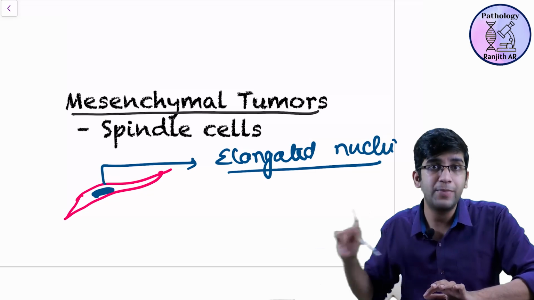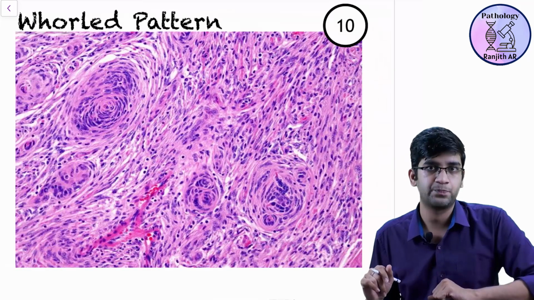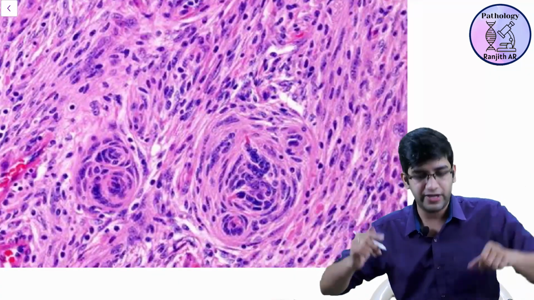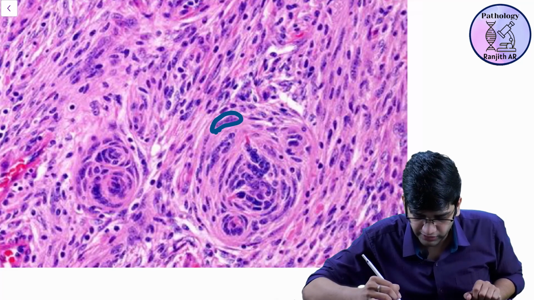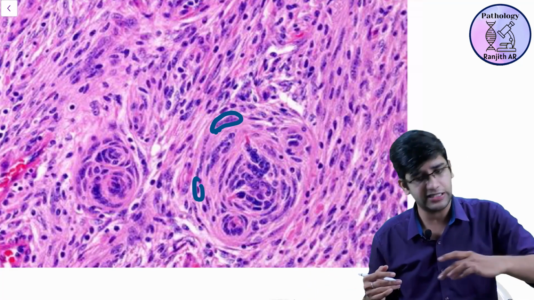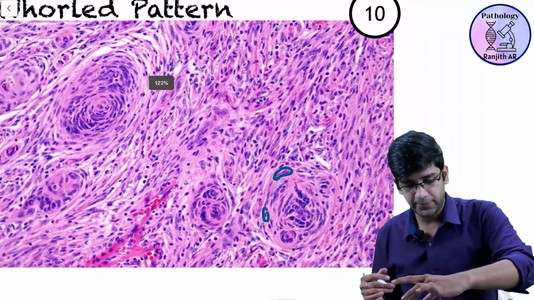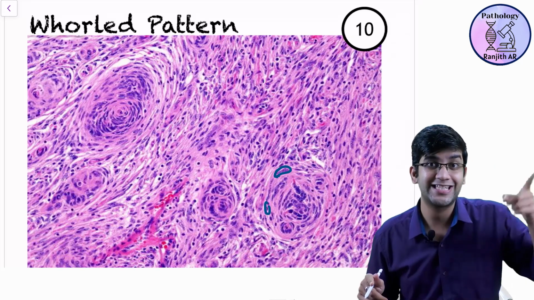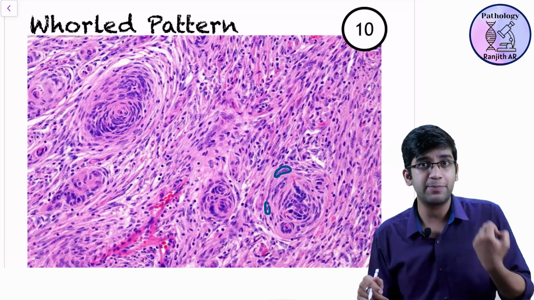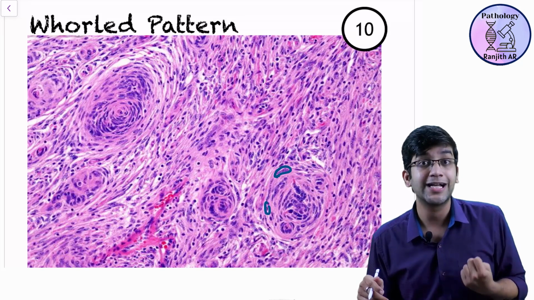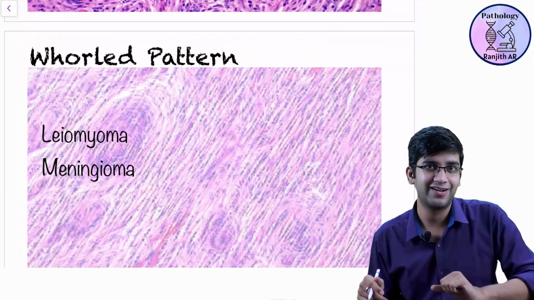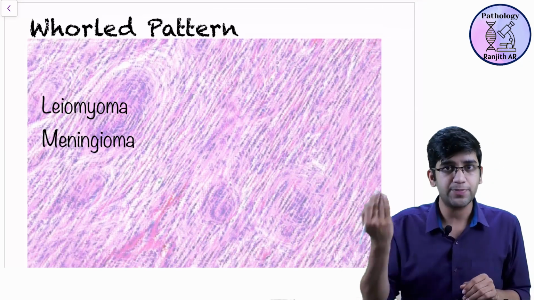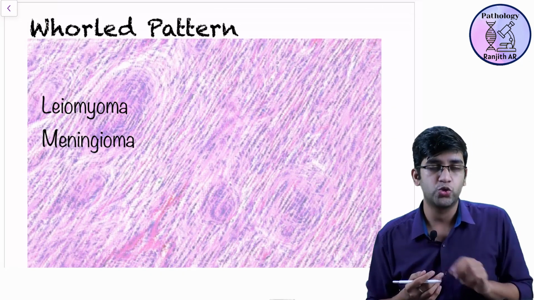I'm going to have a few patterns based on this. 10th pattern. When I have spindle-shaped nuclei, see, I'm just zooming it up for you. These nuclei are elongated, right? It's not round, it's elongated, a little bit at least. So when I have elongated nuclei in a whorled pattern, we saw this pattern also in your psammoma bodies, right? When I have whorled appearance, two tumors come to your mind. Gynecology, perfect, leiomyoma, as well as brain, meningioma, right? So when I have whorled pattern, you'll have these two tumors.